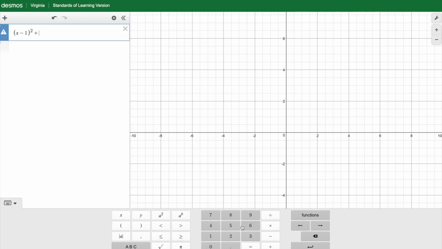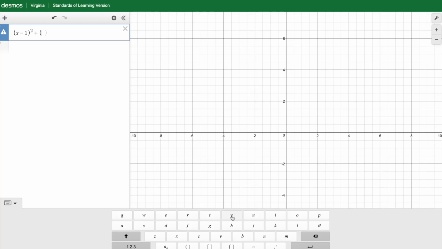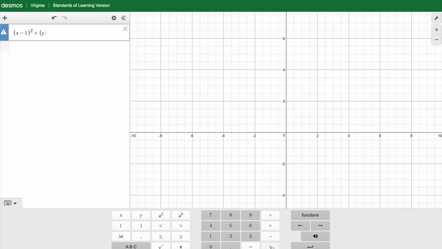So plus, I'm going to use a parenthesis, the other part of my circle. Now I want to say y. So over here where it says ABC, you're going to click on that. And here is y. Now I want to go back to my number setting so I can type in the rest of what this looks like.